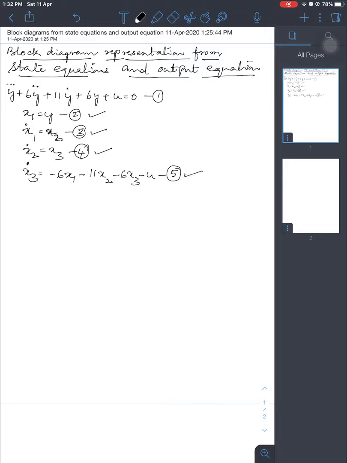So now what we try to do is we will try to obtain the block diagram for these equations. So the block diagram has to satisfy these equations, or in other words, we need to synthesize a diagram which will substantiate these equations. Alright, let us begin with the input variable u. Put a summer.